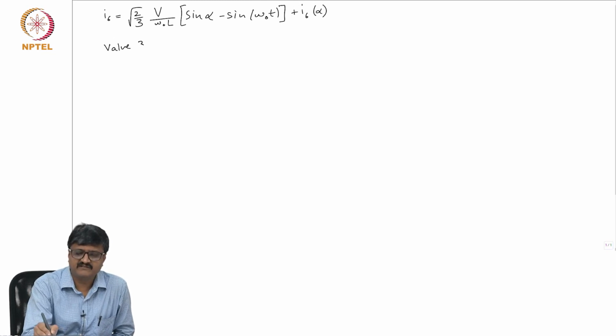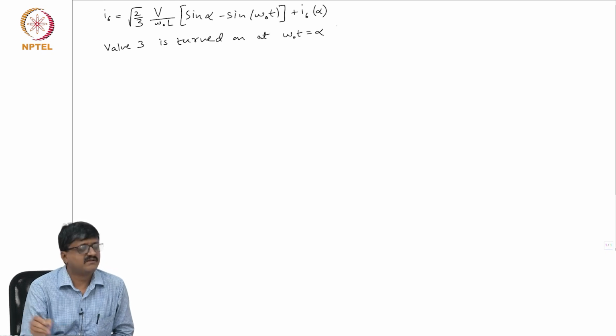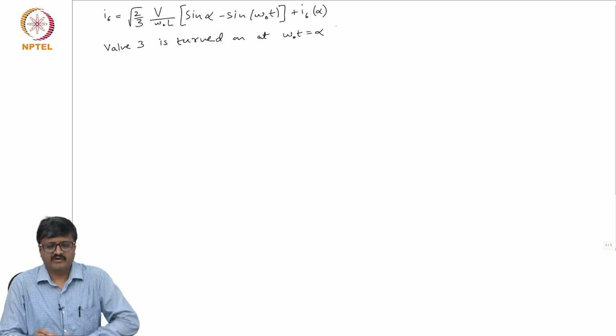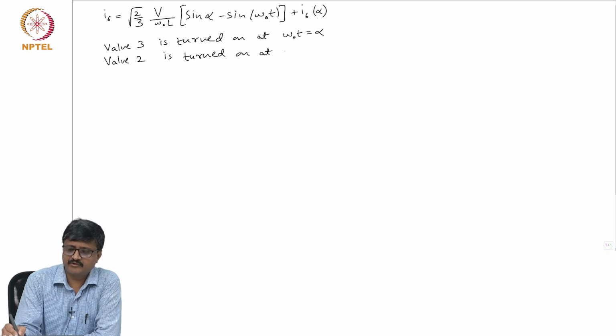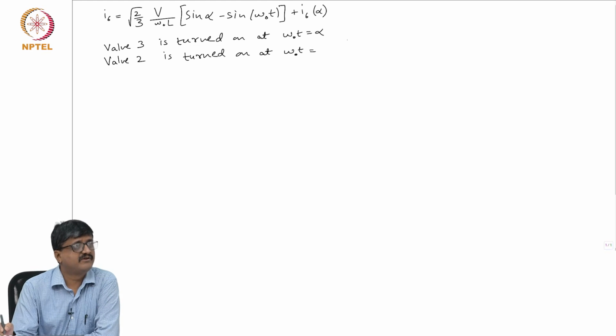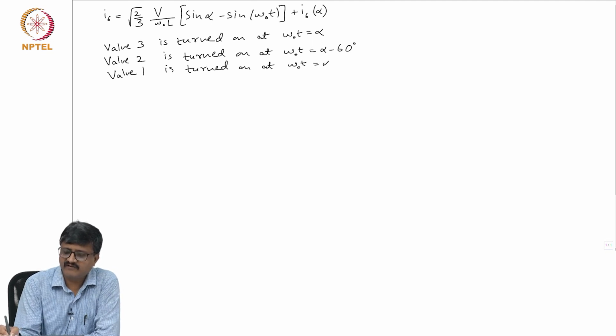See, valve 3 is turned on at omega OT equal to alpha. Then what about valve 2? Valve 2 is turned on at omega OT equal to alpha minus 60. Then valve 1 is turned on at omega OT equal to alpha minus 120.